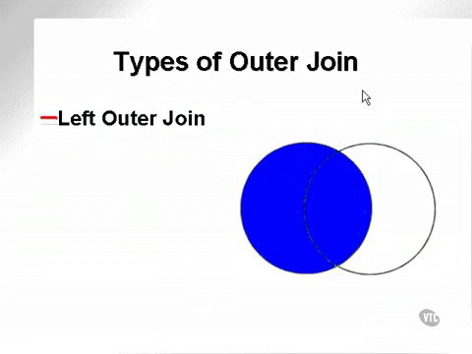There are different types of outer join. The first one we're going to look at is a left outer join. If you remember the previous diagram where we looked at a natural join, which was an intersection between sets, here we have an intersection plus the part that is in one set and not in the other. That's the left outer join.